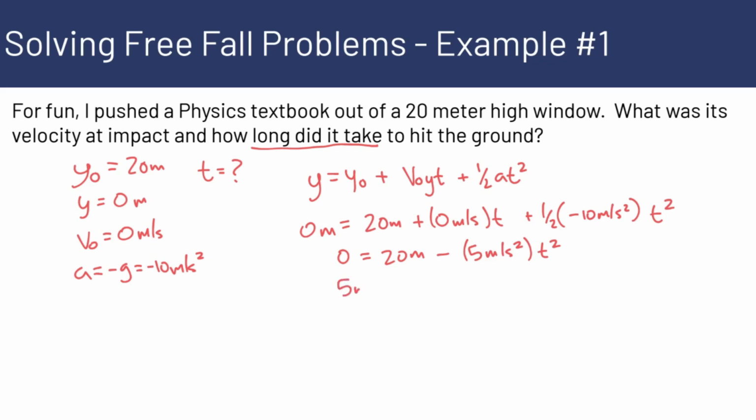So we have 5 meters per second squared times t squared equals 20 meters. Divide both sides by 5 meters per second squared. So we have t squared is equal to 4 seconds squared. So then take the square root of both sides, and we end up with t is equal to 2 seconds.